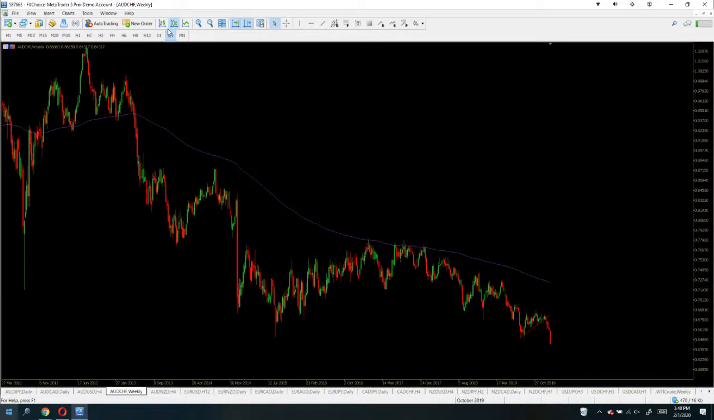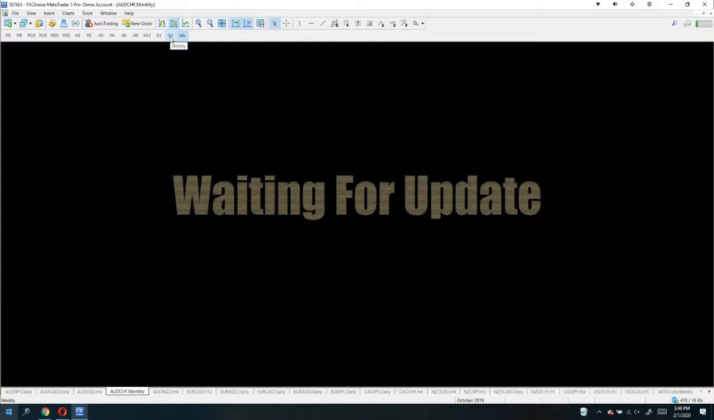So we have to zoom out a little bit here. This could just keep going. This is a weekly chart. There's a lot of room to fall here, quite honestly. I'll let that load. And then if we look at Kiwi pairs, they're going to look very similar, much like the Aussie.